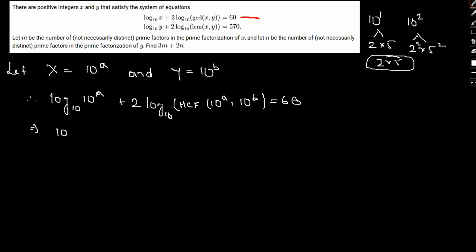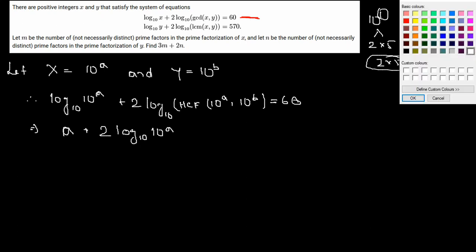So in this case as well, log base 10 of 10 to the power a would simply be a. So the HCF of 10 to the power a and 10 to the power b would simply be 10 to the power a, log base 10 of 10 to the power a. Because this was 10 to the power 1 that only came, here also 10 to the power a.